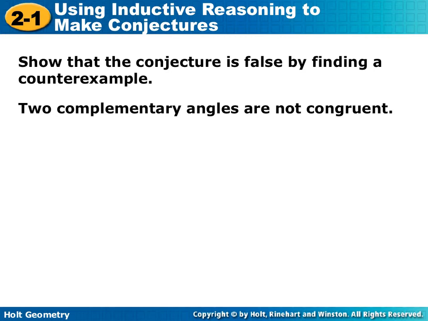Okay, now hopefully there's oxygen to your brain. Show that the conjecture is false by finding a counterexample. The statement that we think is true, or whoever wrote this thinks is true, is that 2 complementary angles are not congruent. Can you prove them incorrect? You need to come up with 2 complementary angles, and then think, are they not congruent? Or am I showing that it's incorrect, so in other words, that they are congruent? Come up with a counterexample, 2 complementary angles that are congruent.